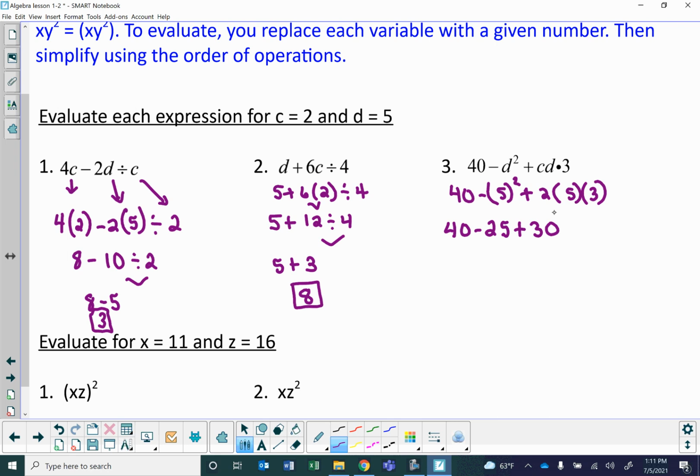Okay, 40 minus 25. Let's see, 40 minus 25 would be 15. So I have 15 plus 30, which is 45.